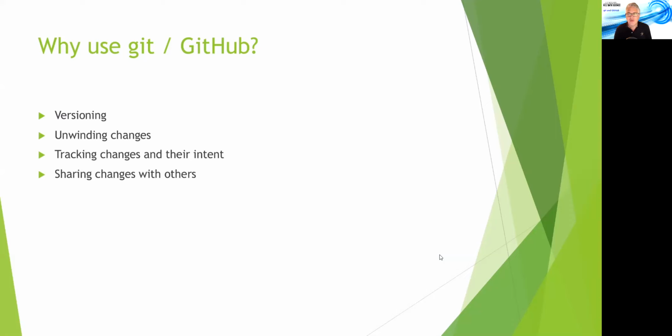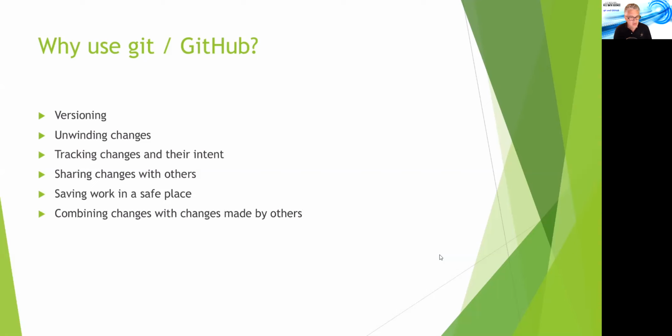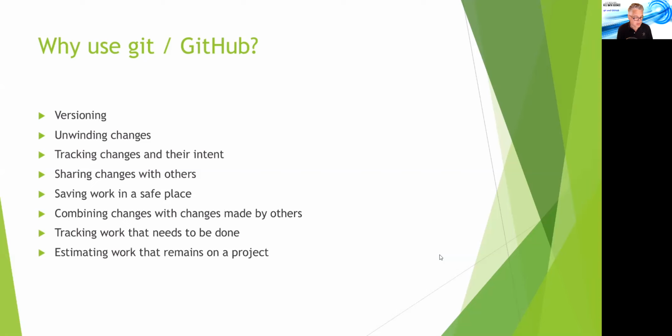You know, it'd be a really good idea if you could share those changes with others as well in an efficient way. It's important to save your work in a safe place, not just have it sitting on your laptop, but have it available for others and kept safe. It's important to be able to combine the changes that you've made with the changes that others have made. You'll want to track work that needs to be done as well. We do this with lists that we keep all over the place, but it'd be really nice to be able to tie very closely the work that needs to be done with the work that's already happened.